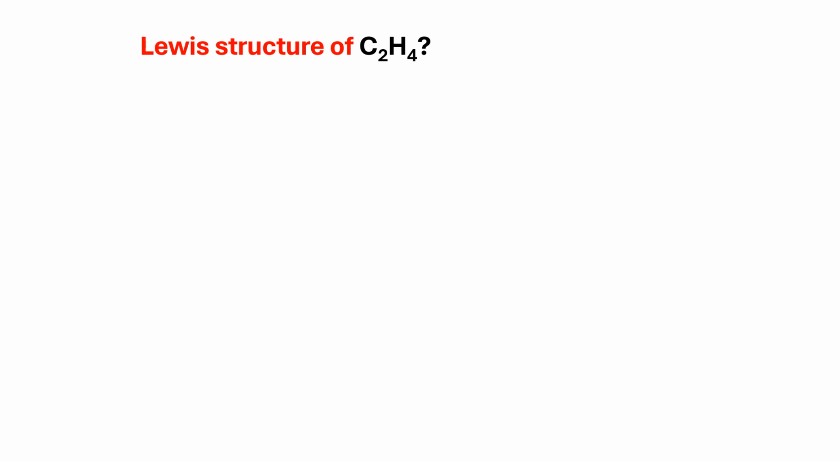Hello everyone, Lewis structure of C2H4. C2H4 we call ethene. There are 2 carbon atoms and 4 hydrogen atoms. So I'm going to place the atoms in space. And there are 2 hydrogens connected to each carbon.